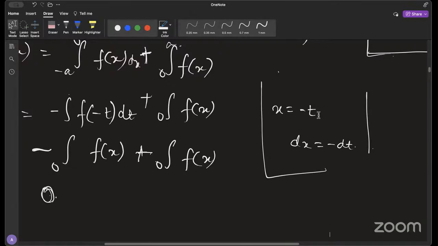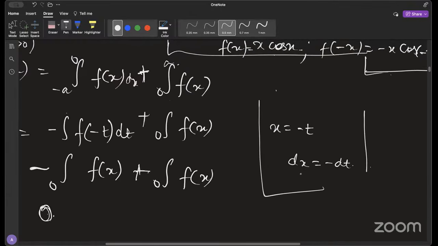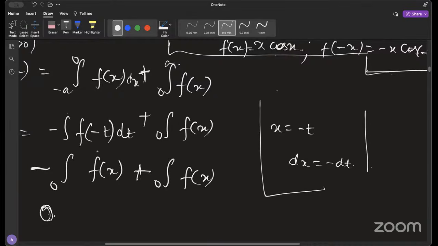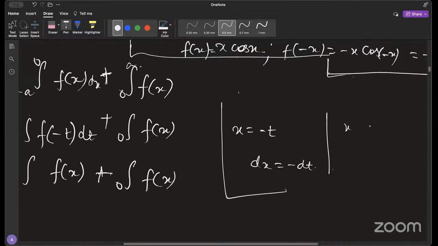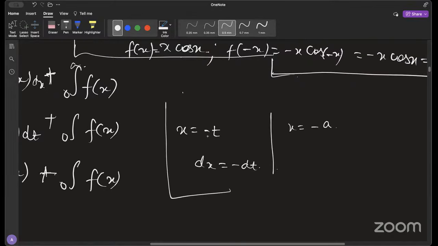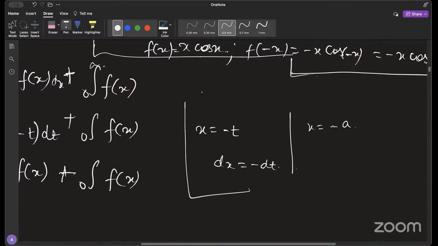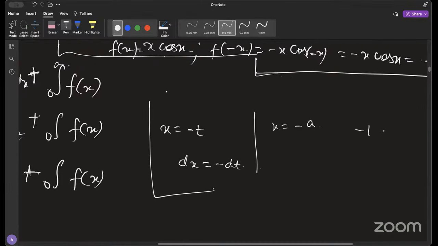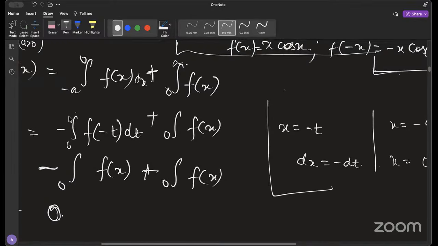If your x is -t, you will have dx equals -dt, and then you'll have to change the limits as well, right? So when x is -a, because you've replaced x with -t, that means your -t is -a, and your t is just a, right? So you'll have t equals a, and when your x is equal to 0, your t will be 0. So this limit will be from 0 to a. That's how things change here.